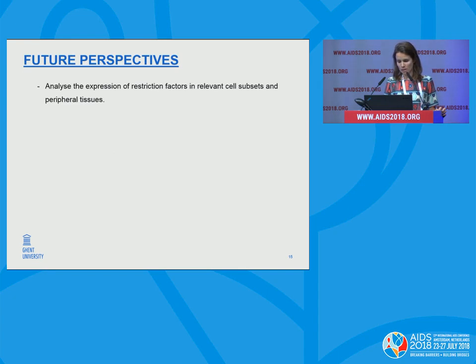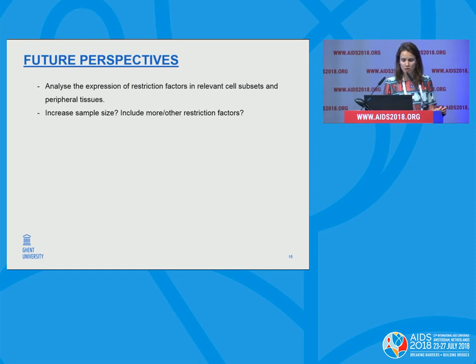Just to give an idea of what we would still want to do based on these results, I think it would be interesting to look at the expression of restriction factors more in depth in relevant cell subsets and peripheral tissues, to see whether we can confirm this data of increased expression or whether we can find other signs of increased expression there. It would, of course, be interesting to confirm this increase after treatment interruption by increasing the sample size, and maybe we would be able to find more significant results.